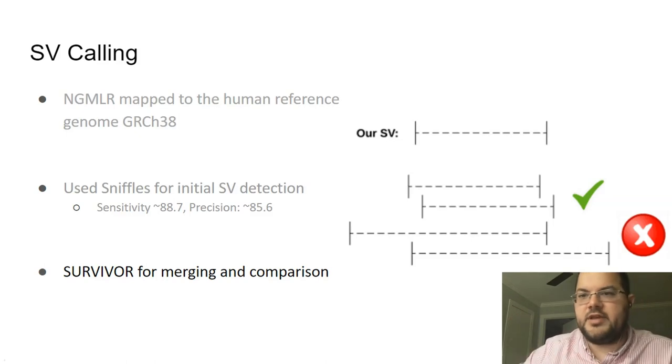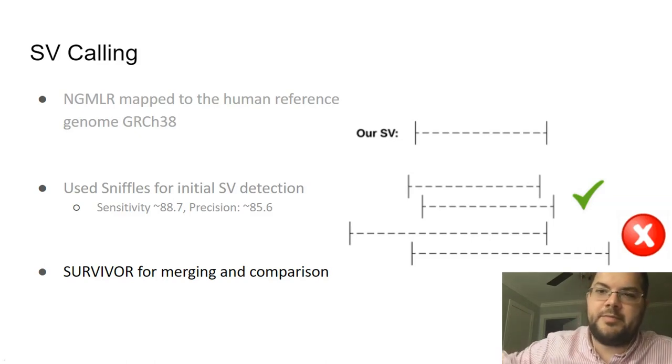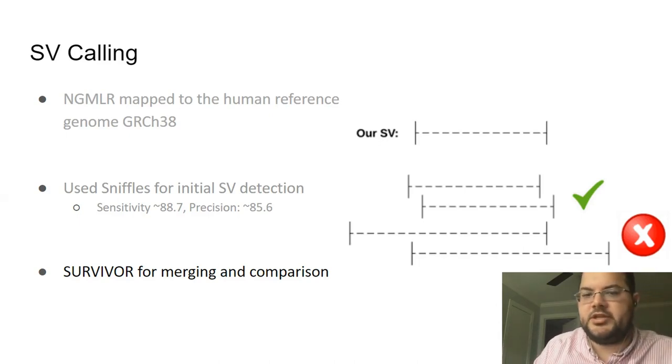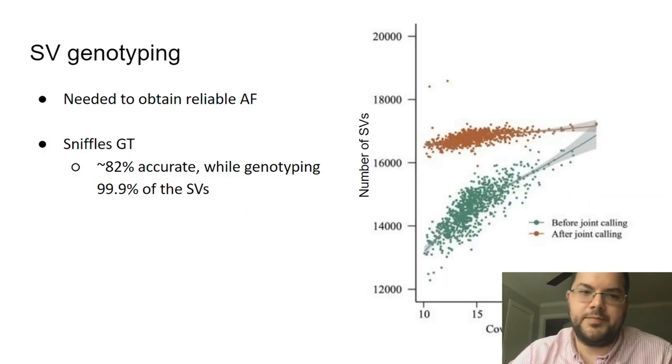So this is the entire main pipeline for the identification of structural variants. First, mapping the reads with NGMLR, calling the structural variants based on these mappings using Sniffles, and then going from an individual VCF to a population VCF using Survivor.